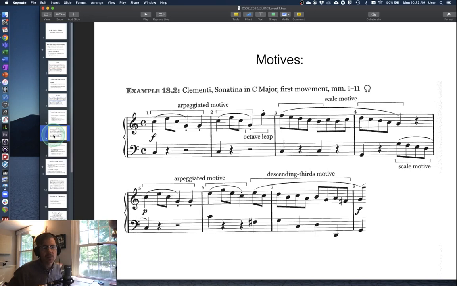So in this example, we can see the motives here and how the motives come back and are repeated. This is a new motive that is repeated. Even though it's just a little scale fragment, that motive gives this piece of music its identity.